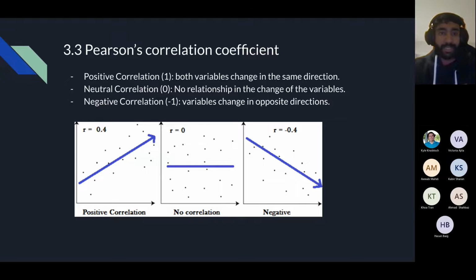To have a positive correlation, both variables need to change in the same direction. To have a neutral correlation, there's no change between the variables. And to have a negative correlation, the variables need to change in opposite directions. Typically, when we have high correlation, it indicates that they're linearly dependent, so we can get rid of one. For example, if we have a high positive correlation, we can get rid of a feature that we're comparing to.